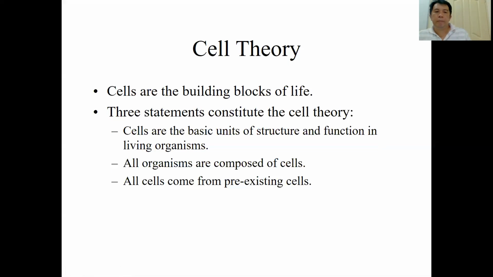So cell theory actually consists of several statements about the importance of cell. There are three main statements. The cell is the basic unit of structure and function in living organisms, either unicellular or multicellular organisms. Then, all organisms, whether unicellular or multicellular, are composed of cells. And all the cells come from pre-existing cells. So this is the main statement of cell theory.